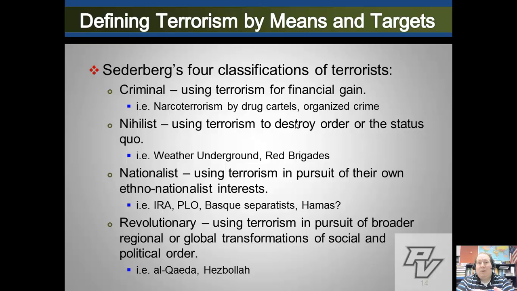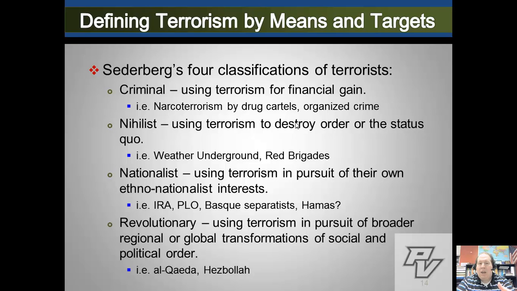The last group is revolutionary terrorists. They use terrorism in pursuit of a broader regional or global transformation of the social order. Groups like Al-Qaeda and Hezbollah are revolutionary terrorists. They're looking to flip the whole system and to set it up more in favor of the political system that they favor.